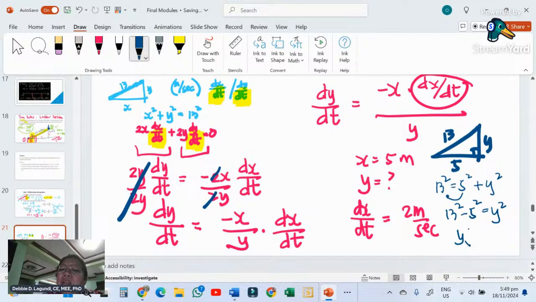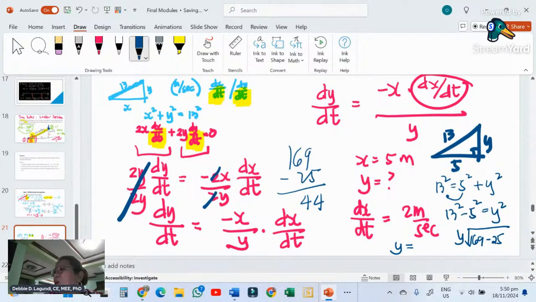Or y will be the square root of 13 squared, which is 169, minus 25, 5 squared. So y will be equal to 169 minus 25. 9 minus 5 is 4. 6 minus 2 is 4. 1 minus nothing is 1. It's 144. And the square root of 144 is 12.